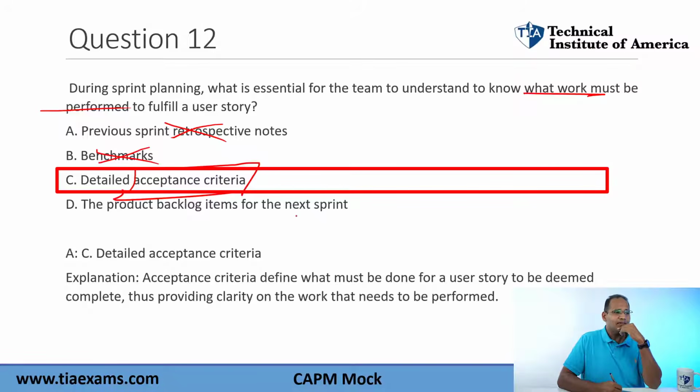The product backlog items for the next sprint. This is just the work that has to get done. This is not what work must be performed to fulfill a user story. That's going to be more of the acceptance criteria.